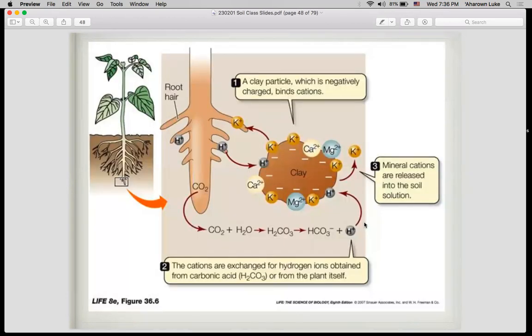Okay, so here's another picture of the same thing. The clay particle, which is negatively charged, binds cations. The cations are exchanged for hydrogen ions obtained from the carbonic acid from the plant itself in this process on these root hairs. Mineral cations are released into the soil solution and the plant gets them.